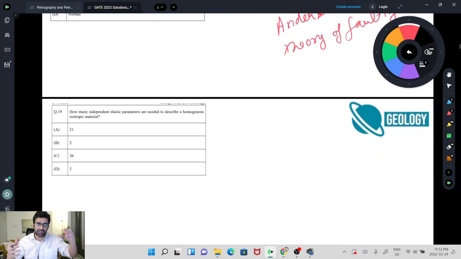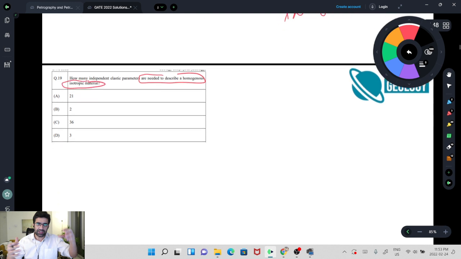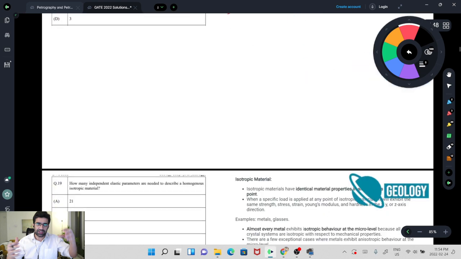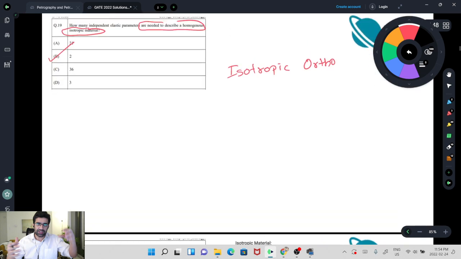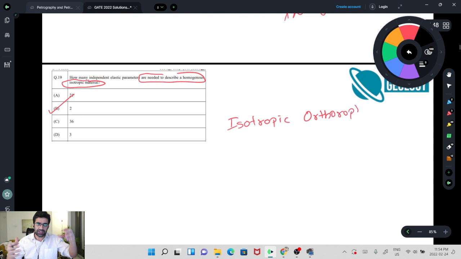How many independent elastic parameters are needed to describe a homogeneous isotropic material? This was, I would say, slightly a bouncer question. Okay, so even if you didn't get it correct, that's okay. If you knew it, then very good. But the correct answer here is 2. There are 3 main types of materials based on these parameters that we have. There is isotropic, orthotropic, and anisotropic.